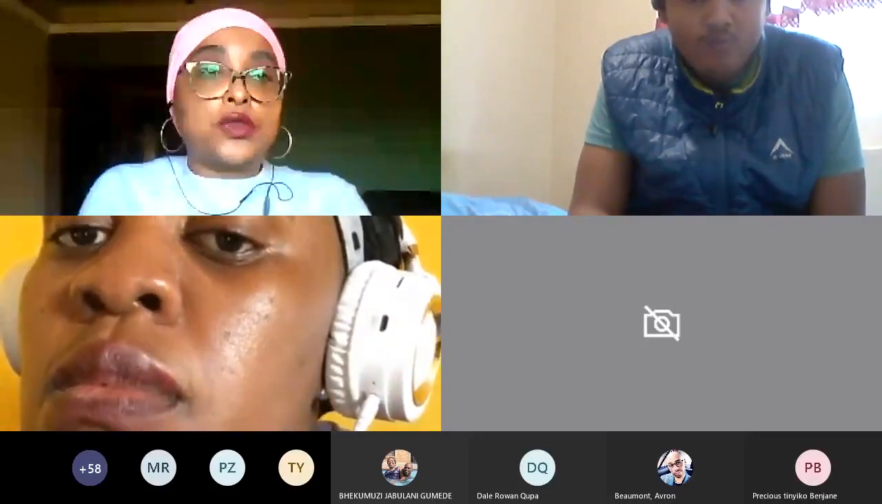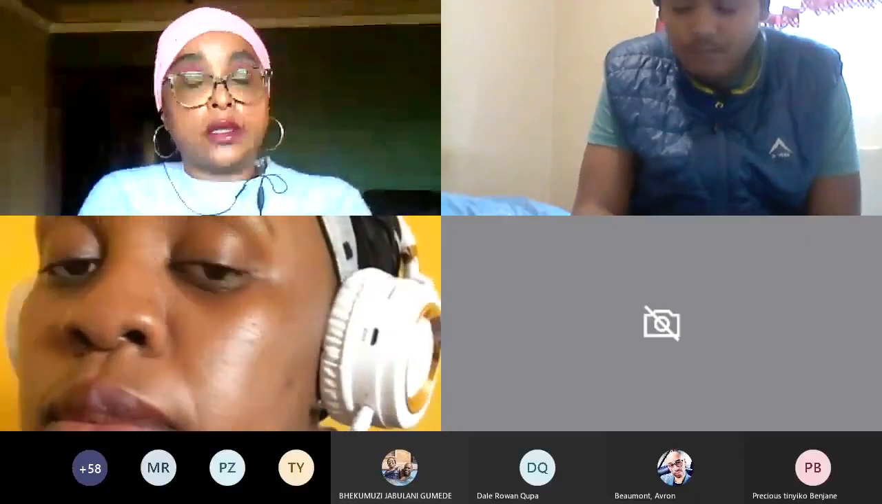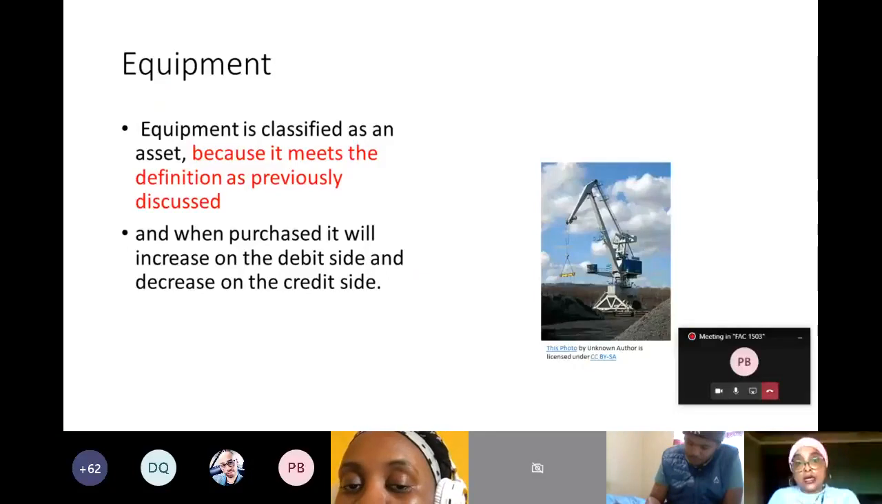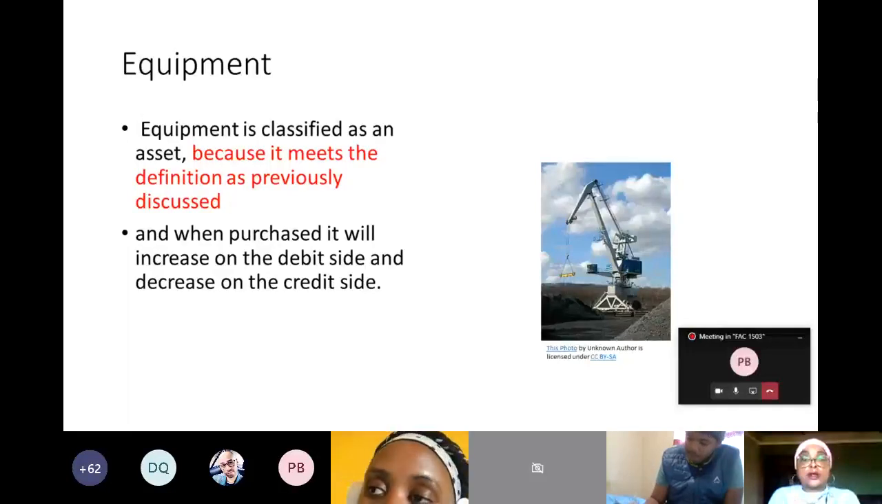Okay, let's move to equipment. Okay, equipment is classified as an asset because it meets the definition criteria. Same like a car, equipment is something that you can purchase to make money from. It's a resource, it's controlled by the entity, its future economic benefits will flow to the business. Okay, equipment is classified as an asset, and assets normally increase on the debit side and they decrease on the credit side. In the next slide, I'll take you through that.